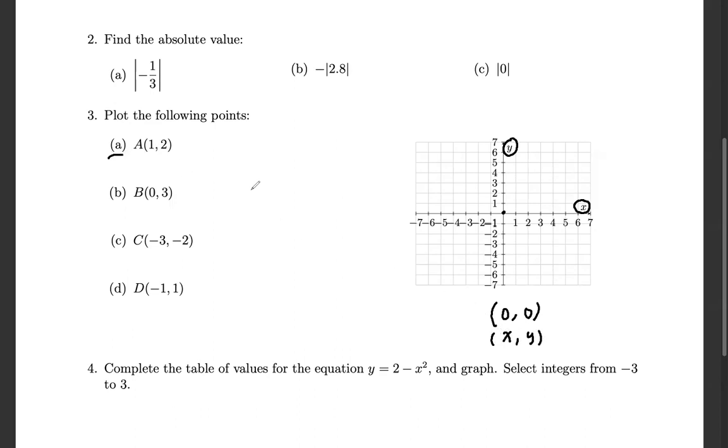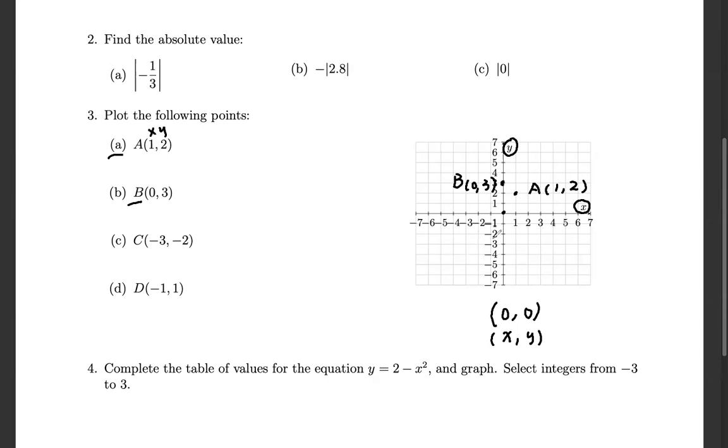Well, let's see A. So x value is 1, y value is 2. So x value is 1 here. So all the points on this line have x value of 1. But we're looking for y value to be 2. That's this point. So this is A, right? X value is 1, y value is 2. Let's see B, 0 and 3. So x value is 0, but y value is 3. So here, that's B. B will have 0, 3.